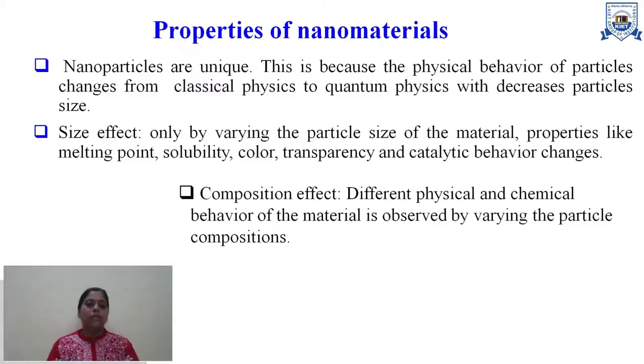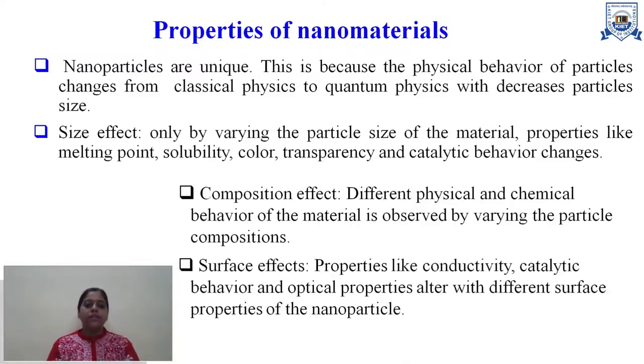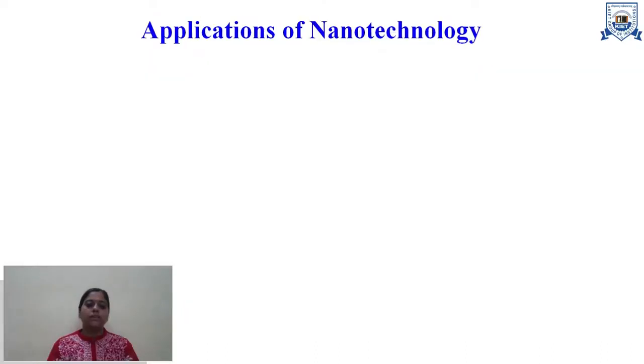Size effect. Only by varying the particle size of the material, properties like melting point, solubility, color, transparency and catalytic behavior change. As in the case of gold nanoparticles, there is a change in color by varying its size. Composition effect. Different physical and chemical behavior of the material is observed by varying the particle composition. Surface effect. Properties like conductivity, catalytic behavior and optical properties alter with the different surface properties of the nanoparticle.